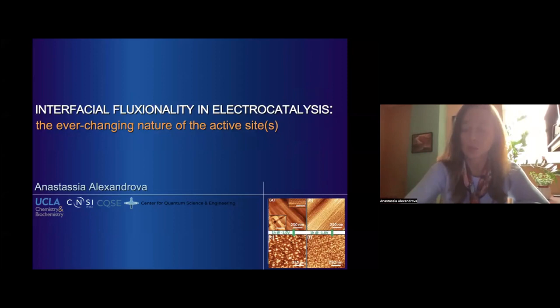Okay, so I'll be talking about electrocatalysis, electrocatalytic interfaces exposed to a liquid and how they might be changing in reaction conditions, and how that's important for understanding of the mechanisms and future pursuits and design of efficient electrocatalysts.